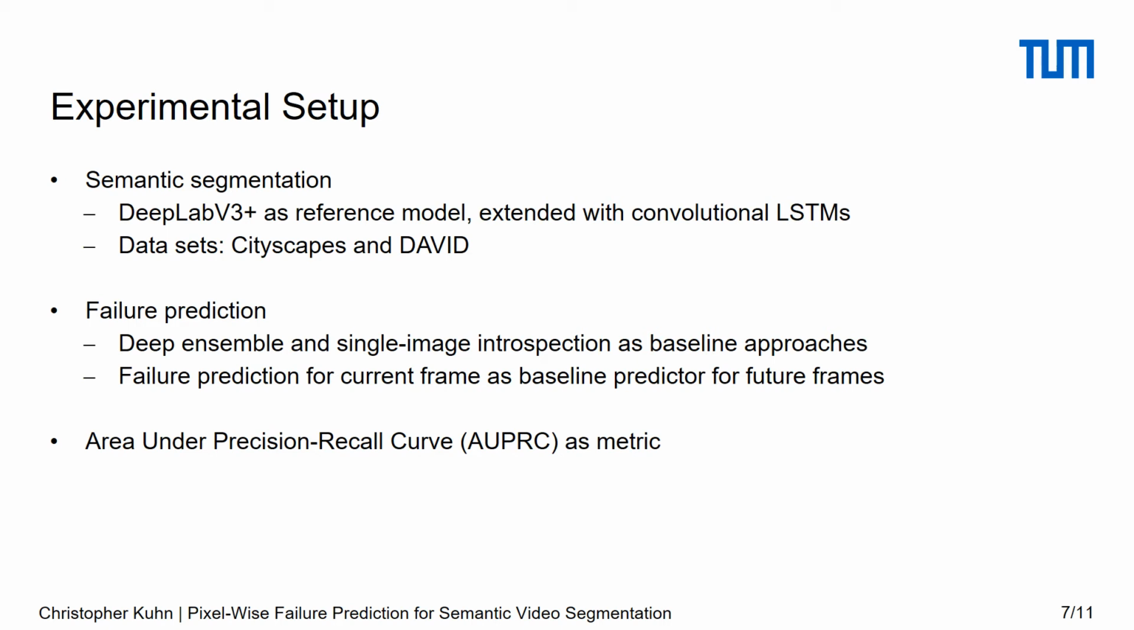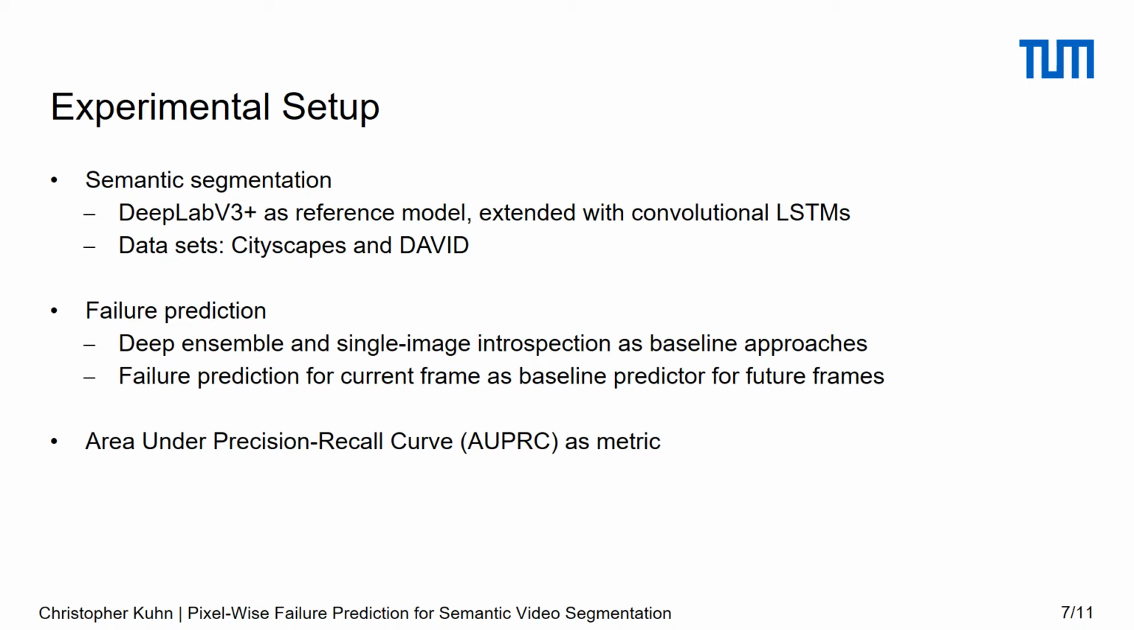So let's talk about the details of how we experimentally evaluate the proposed approach. For semantic segmentation, we use the established DeepLabv3+ architecture as a reference model. Since we want to learn from temporal data, we extend this architecture with convolutional LSTMs, as it has been done with other architectures in the state-of-the-art as well. As datasets, we use Cityscapes, as well as the newly introduced DAVID dataset.